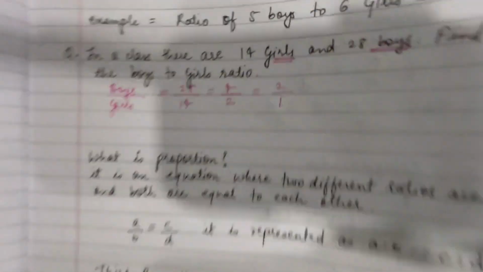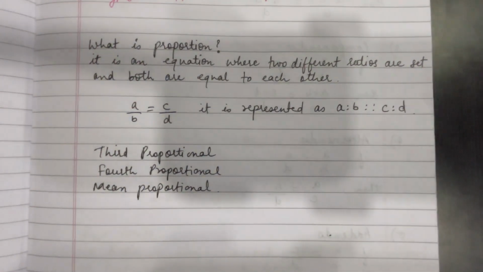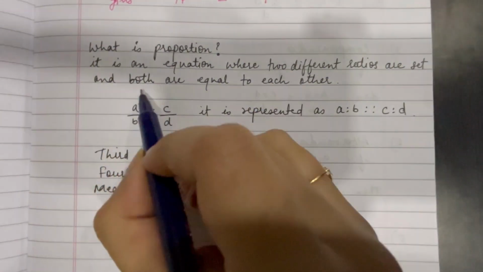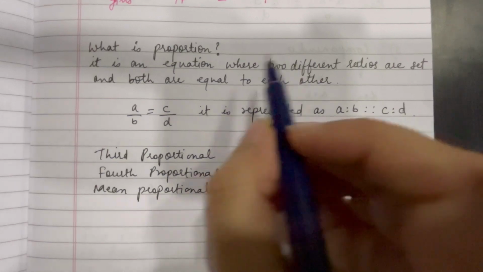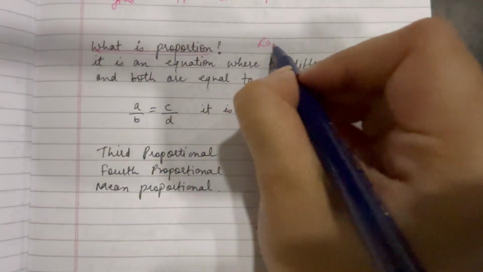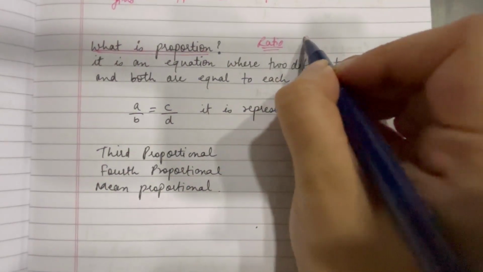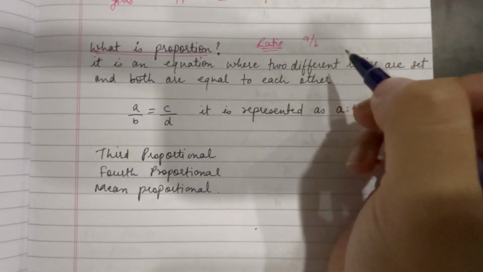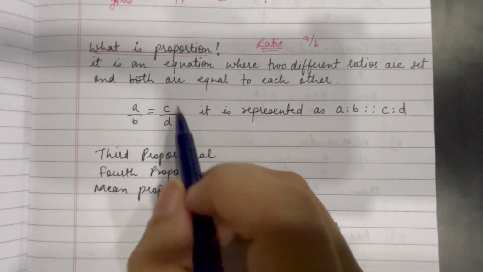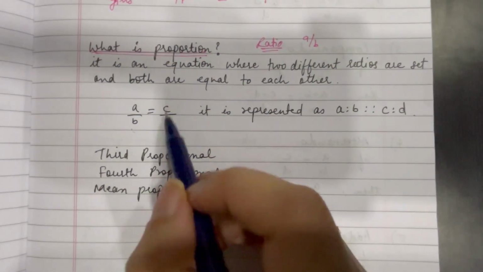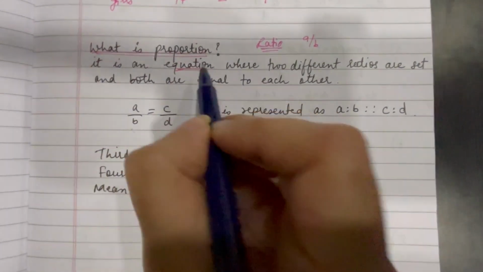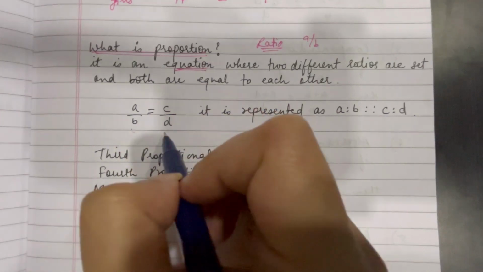Now let's move ahead to proportion. What is proportion? It is an equation where two different ratios are set and both are equal to each other. So to understand proportion, you need to be very clear with what a ratio is. We just studied that a ratio is anything that can be written in the form of A by B. Similarly, in a proportion there are two ratios, ratio 1 and ratio 2, which are expressed in equation form, and they are both equal to each other.